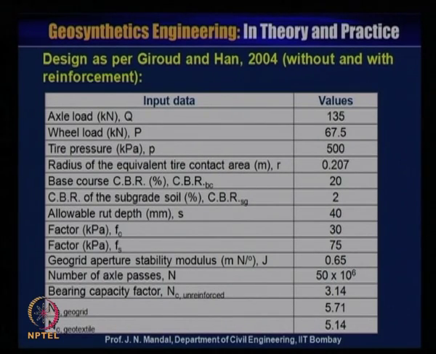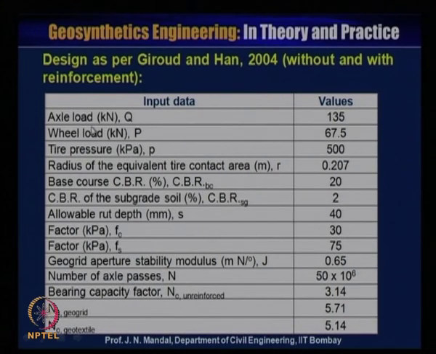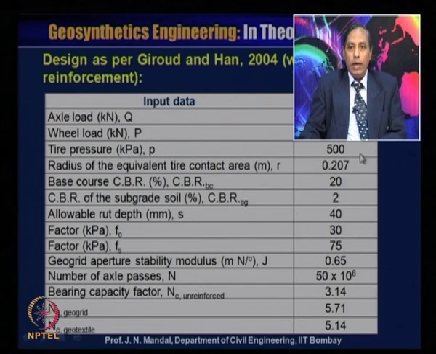Now the design as per Geogrid and Han 2004, without and with reinforcement. You can see here what the input data is and what the values should be. Axle load Q in kilonewton is 135. So wheel load P will be half of this, which is 67.5. Tire pressure P in kilopascal is 500. Radius of equivalent contact area R in meters is 0.207. Base course CBR percentage, CBR BC, is 20. CBR of the subgrade soil percentage, CBR SG, is 2. Allowable rut depth s in millimeter is equal to 40.